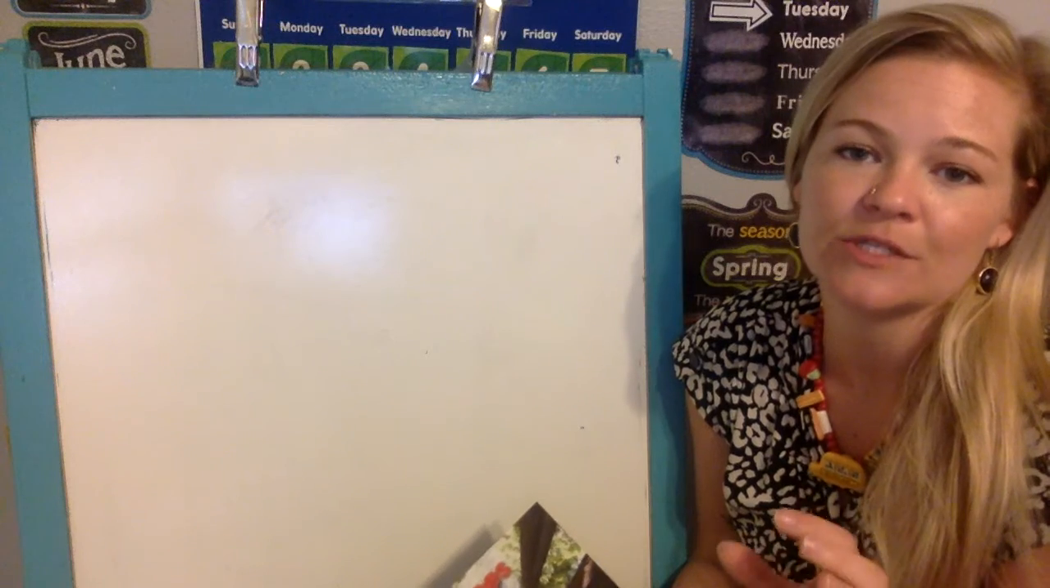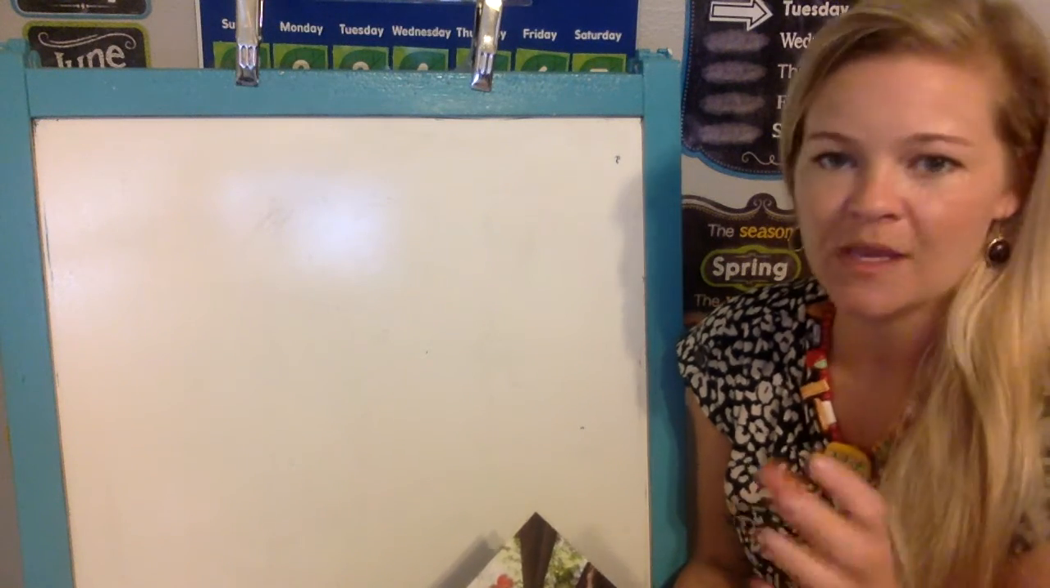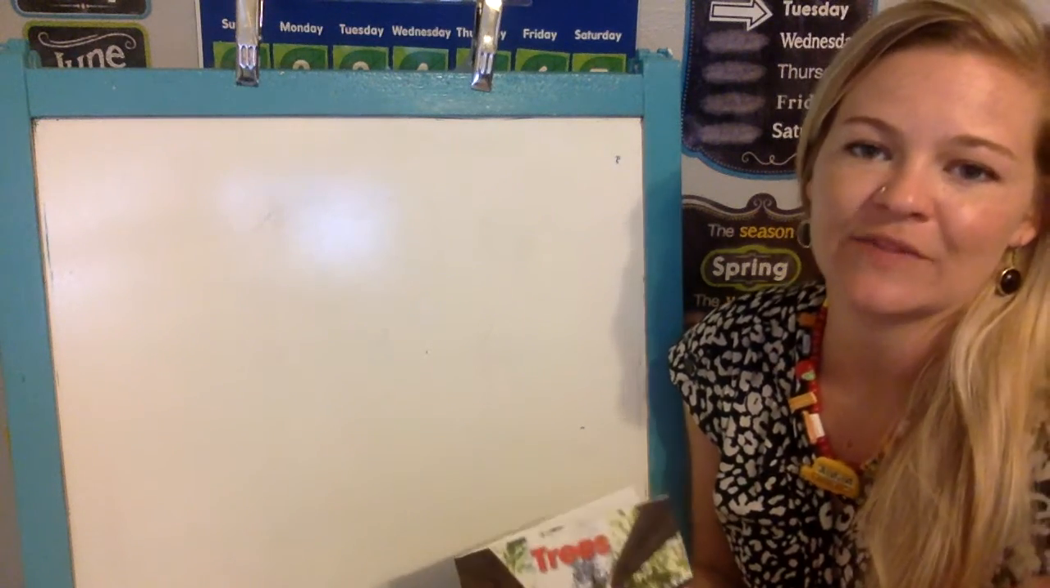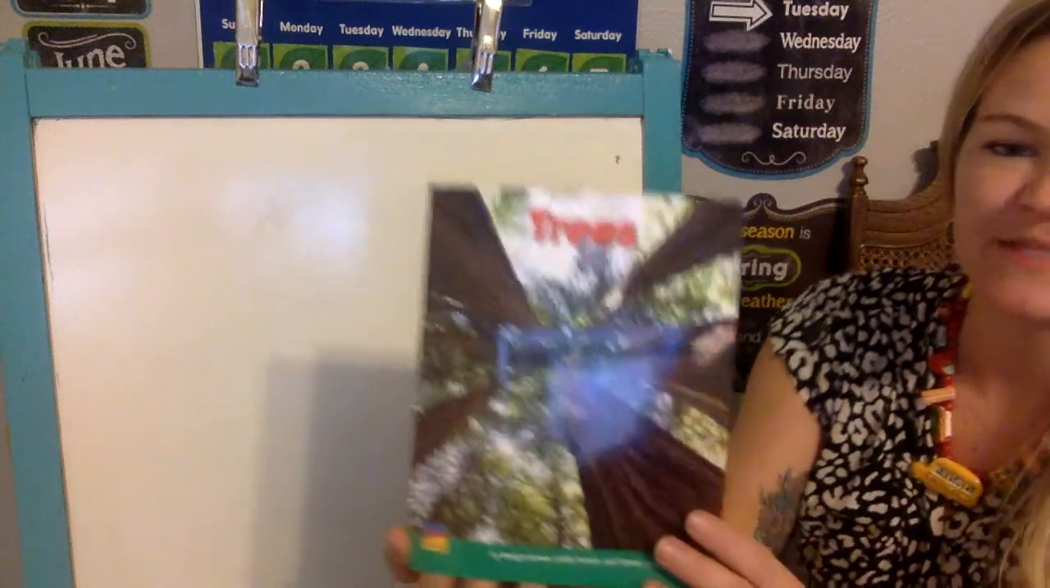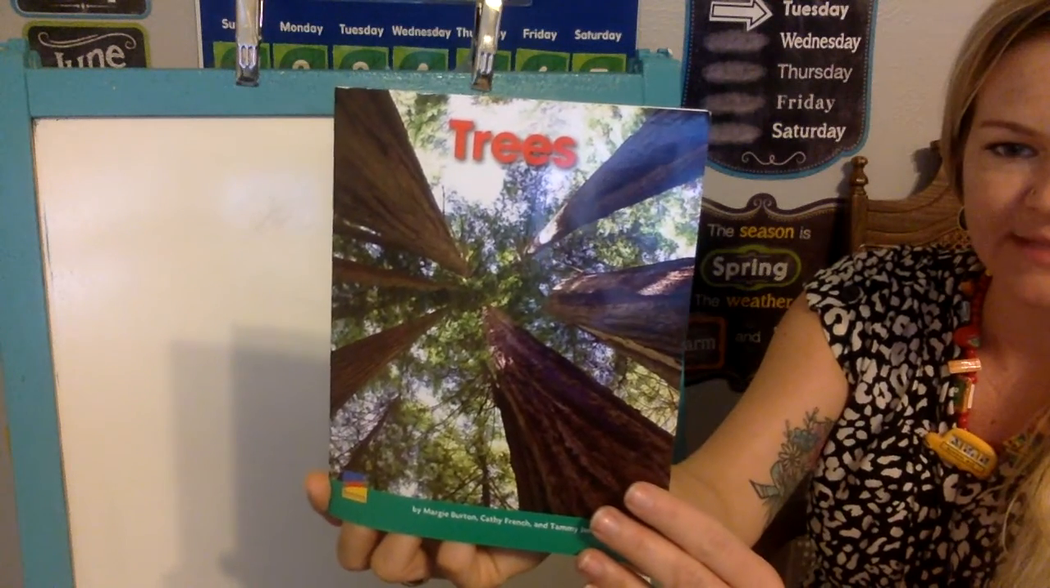So this is science. For science today, we're going to read some books about trees. There's also a link to a Brain Pop about trees that I'd like you to watch, and then also a little link to some tree coloring pages and tree activities. Okay? All right, this first book is called Trees.